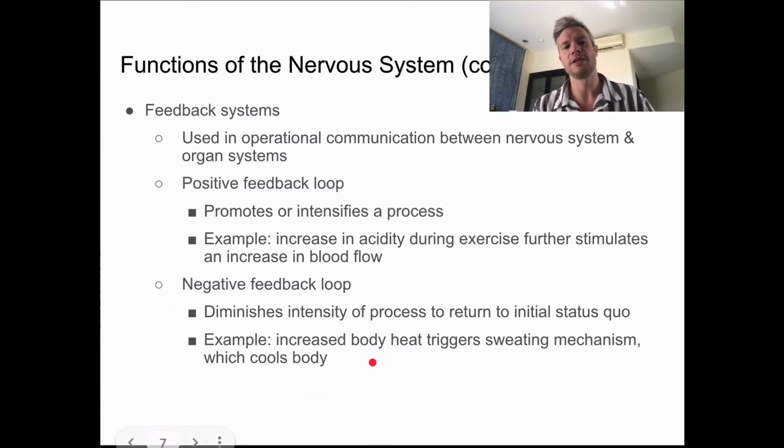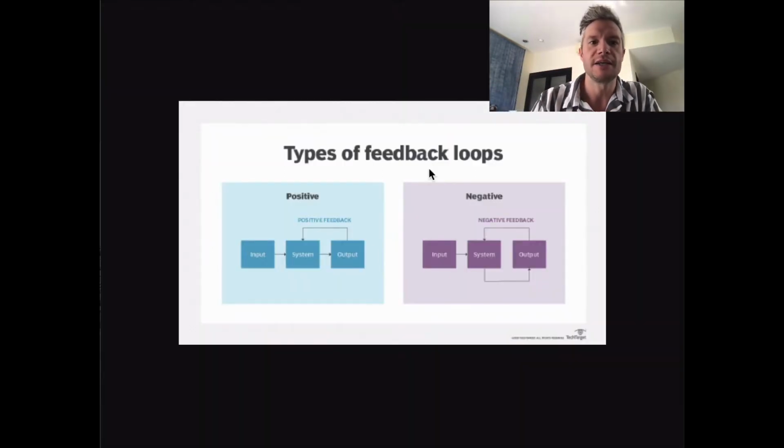In a negative feedback loop, what will happen is things get turned off a little bit. So an example would be body heat triggers sweating. The idea is the sweating will help cool the body, so we want to turn down in opposition to whatever the cue is. And I find this little schematic kind of helps.